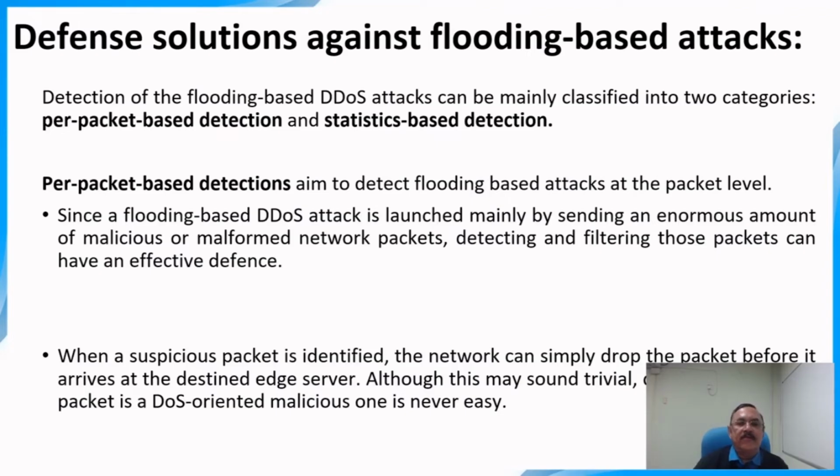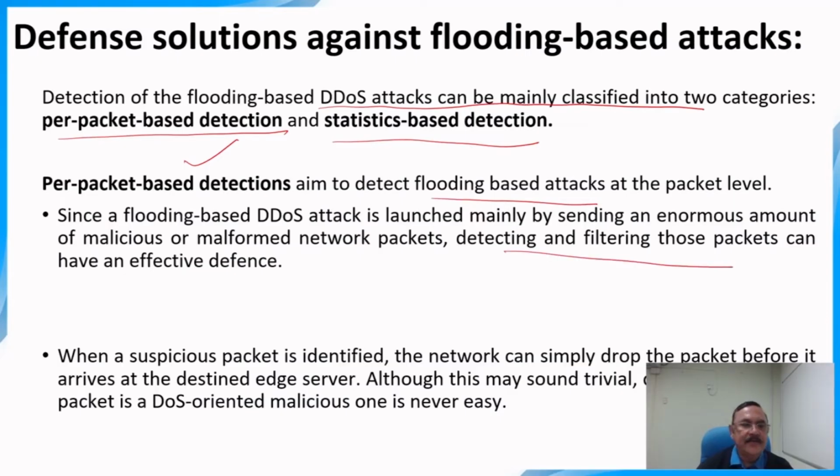Detection of flooding based DDoS attacks can mainly be classified into two categories: per packet detection and statistics based detection. Per packet detection aims to detect the flooding based attacks at the packet level. Since the flooding based attack is launched mainly by sending an enormous amount of malicious or malformed network packets, detecting and filtering those packets can provide an effective defense. When a suspicious packet is identified, the network can simply drop the packet before it arrives at the destination edge servers. Although this may sound trivial, detecting whether a packet is malicious is never safe.